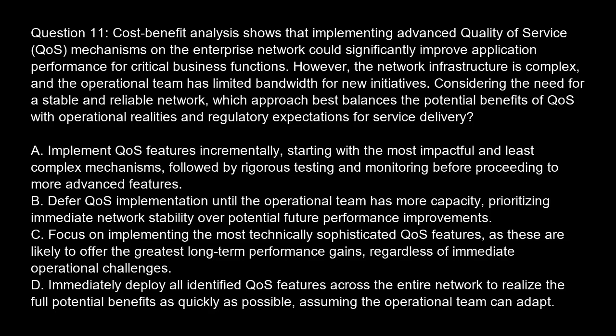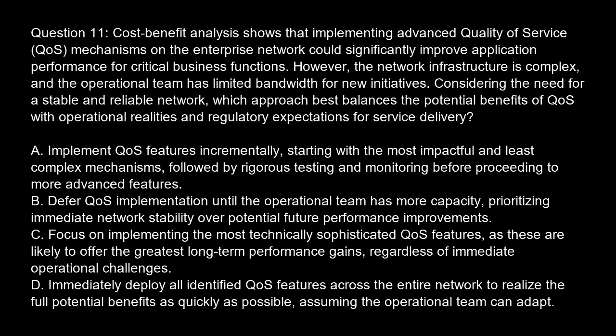Question 11. Cost-benefit analysis shows that implementing advanced quality of service, CoS mechanisms on the enterprise network could significantly improve application performance for critical business functions. However, the network infrastructure is complex, and the operational team has limited bandwidth for new initiatives. Considering the need for a stable and reliable network, which approach best balances the potential benefits of CoS with operational realities and regulatory expectations for service delivery?